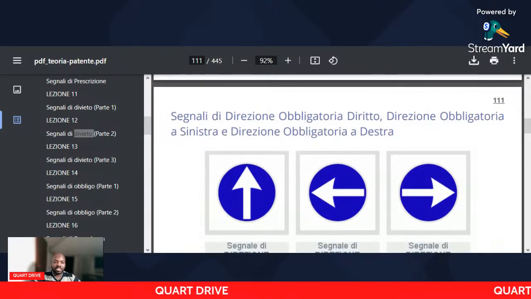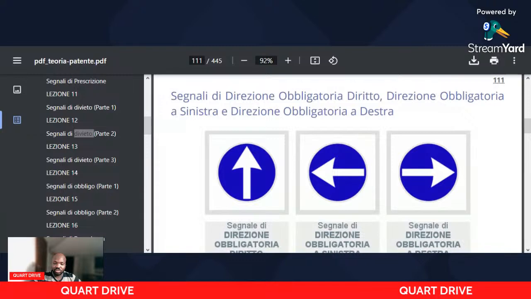So this is the sign that we are talking about here. We have segnale di obbligo, the segnale di direzione obbligatoria. This one, the first one you are seeing here, is talking about diritto obbligatoria. Whenever you see this blue circle with the white arrow going straight, that means you are allowed to go straight without going left or going right.